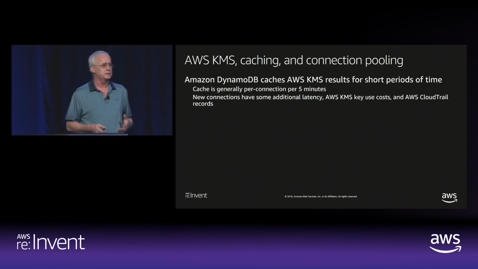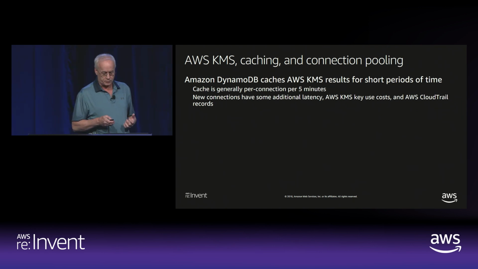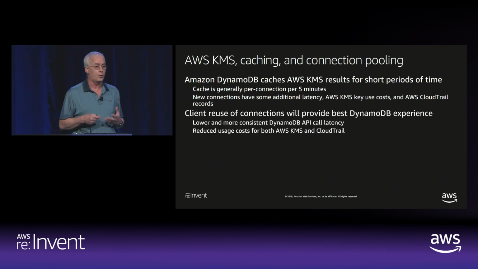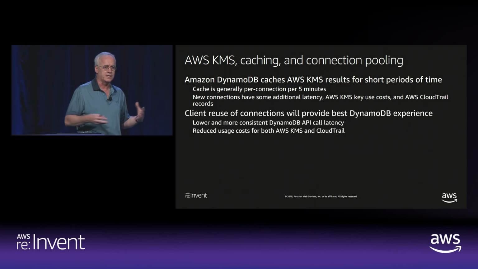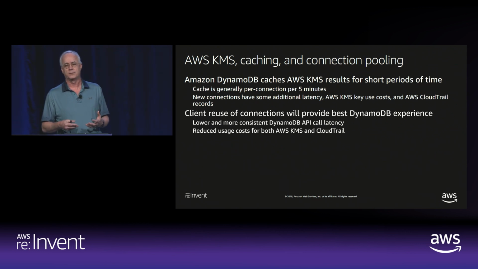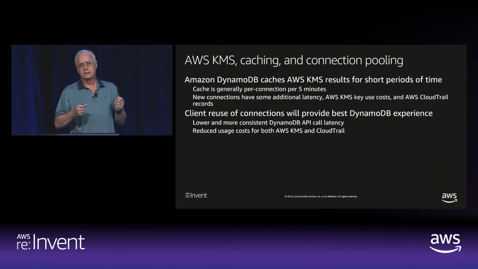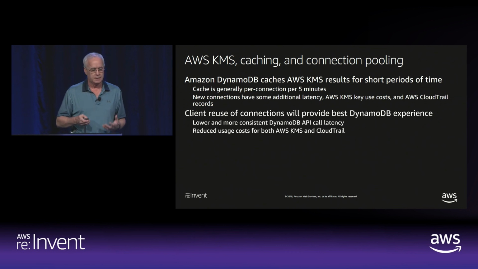When you have a new connection, you'll have a bit of latency penalty, and you'll have a KMS access as well as a CloudTrail record for that KMS access. This has caused problems in some cases where people weren't reusing connections. So if you reuse a connection from the client, if you're running a service and you're repeatedly connecting to DynamoDB with a new connection, the DynamoDB latency is not too bad, but when you start seeing all the CloudTrail logs and stuff, it becomes very expensive.